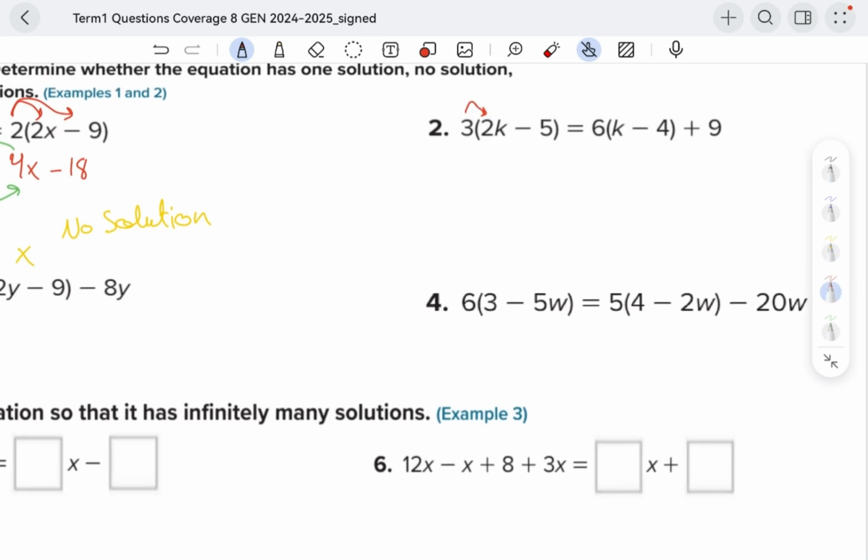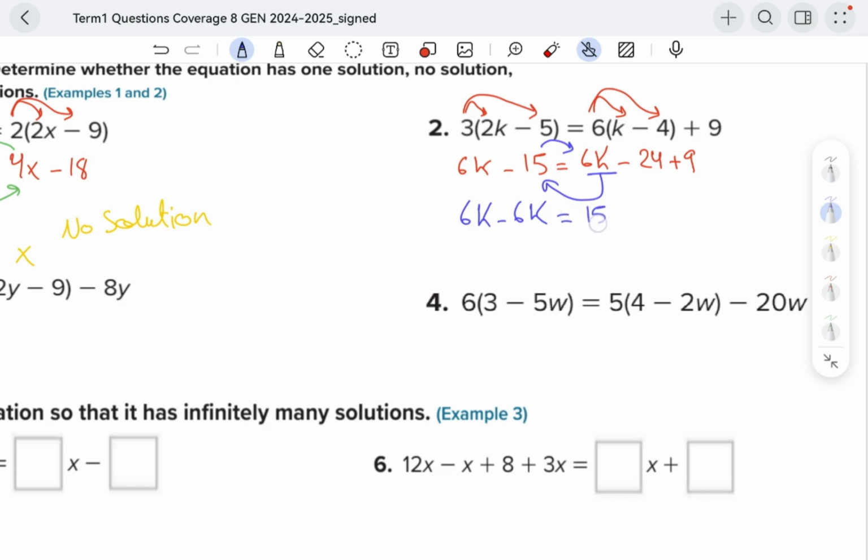Okay, use the distributive property. 3 times 2 is 6k, minus 3 times 5 is 15, equals 6 times k is 6k, 6 times 4 is 24 plus 9. Simplify and move the negative 15 to the other side. The k, we're going to move it to the left side. We're going to have 6k minus 6k equals 15 minus 24 plus 9.